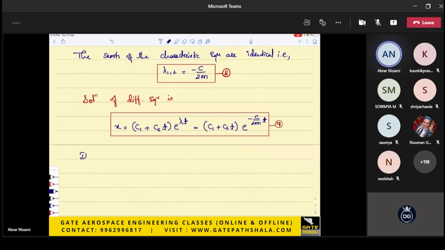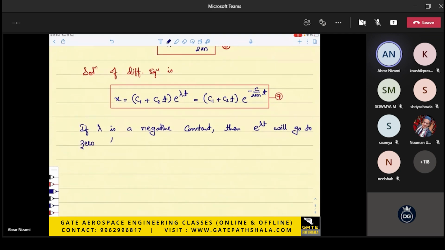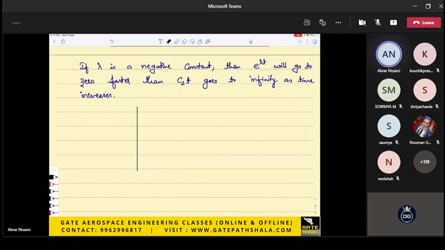Right. If lambda is a negative constant, then e power lambda t will go to 0 faster than C1 plus C2t, which is a linearly increasing function, goes to infinity as time increases, because that is exponentially decaying. Full stop. Is there a sinusoid in this?